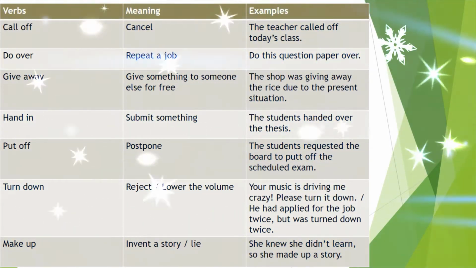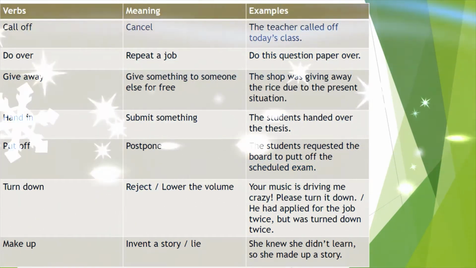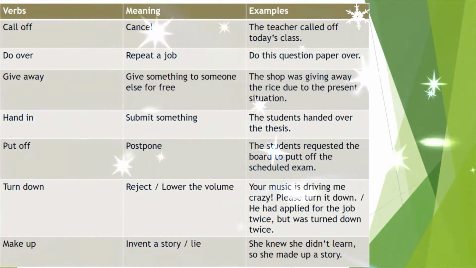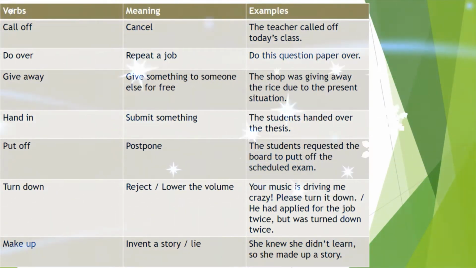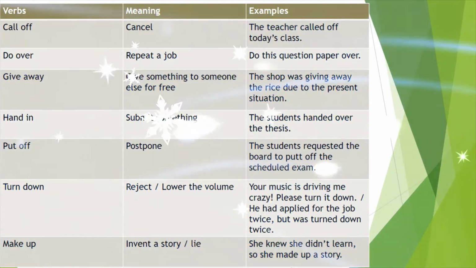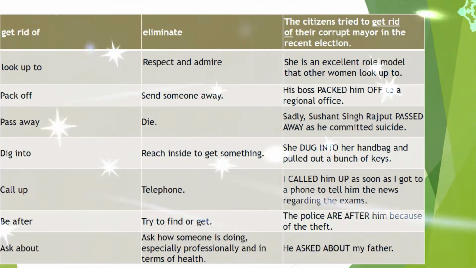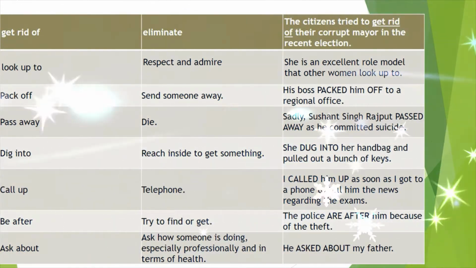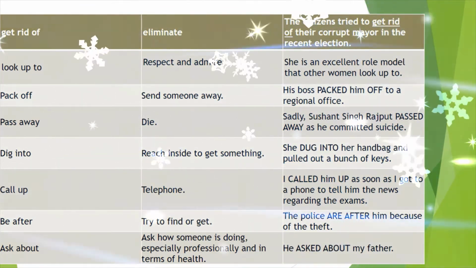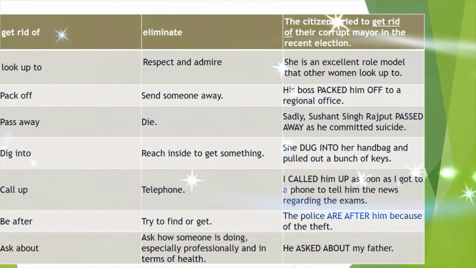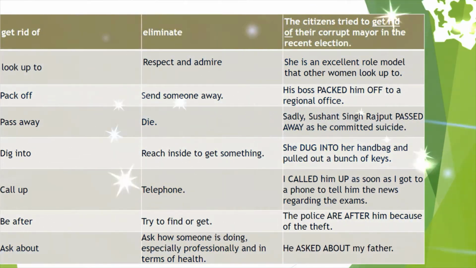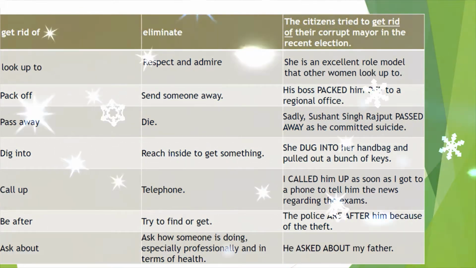Next one is make up. Meaning of the phrasal verb is invent a story or a lie. She knew she didn't learn, so she made up a story. That way, we always see in classes when students didn't learn, they started trying certain stories. Get rid of, which means eliminate. The citizens tried to get rid of their corrupt mayor in the recent election. Look up to, respect and admire. She's an excellent role model that other women look up to.